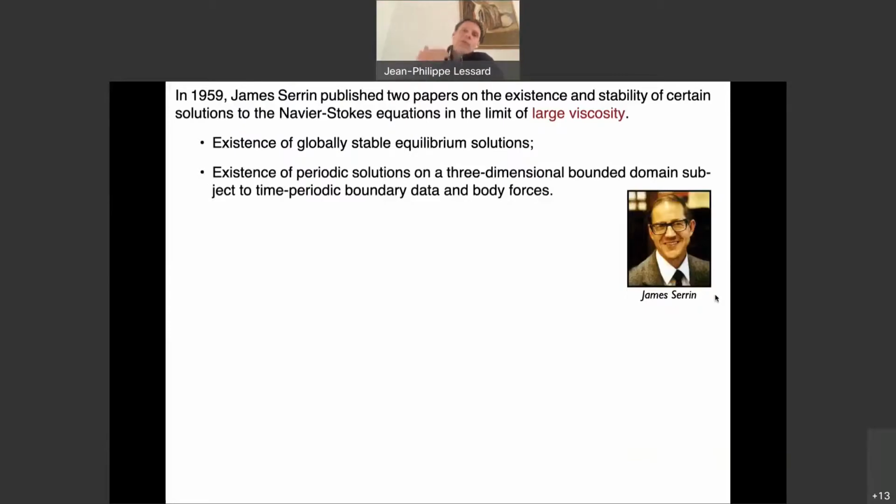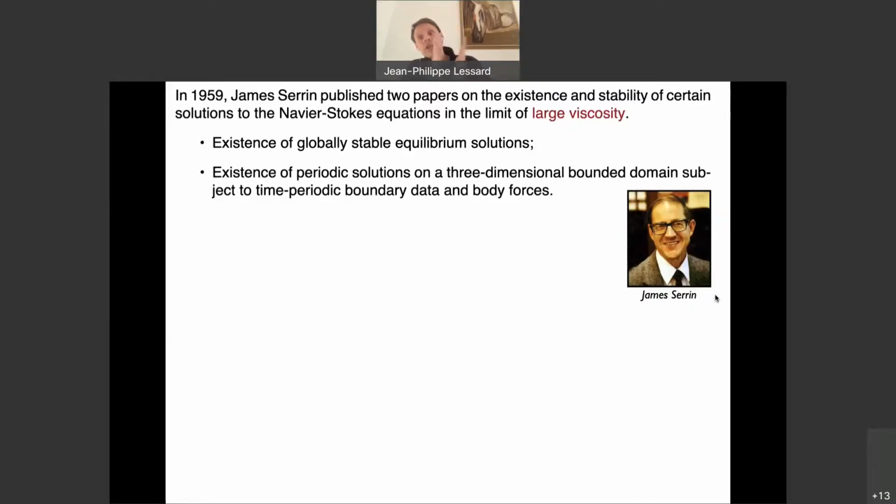So let me review slightly the kind of knowledge that we have right now about the dynamics in Navier-Stokes. If we want to do this, we have to go back to the work of Serrin in 59. He published two seminal papers on the existence of solutions in the limit of large viscosity. If you think of Navier-Stokes, it's a model for fluids, right? And then there is this parameter nu, which is the kinematic viscosity. If nu is really large, you can think of being in honey, or if nu is extremely small, you could think of being in the air, where the viscosity is really small.